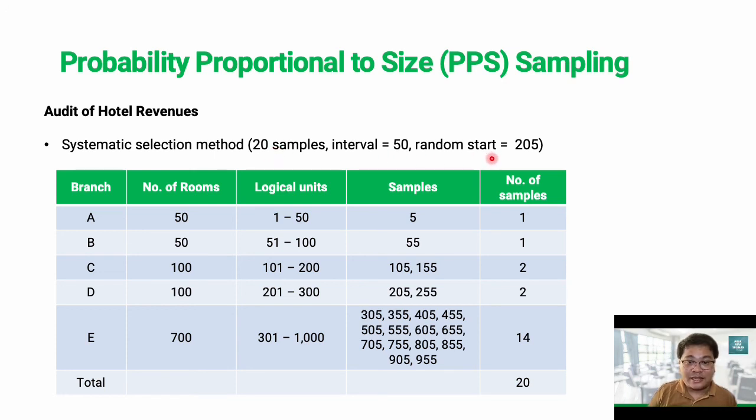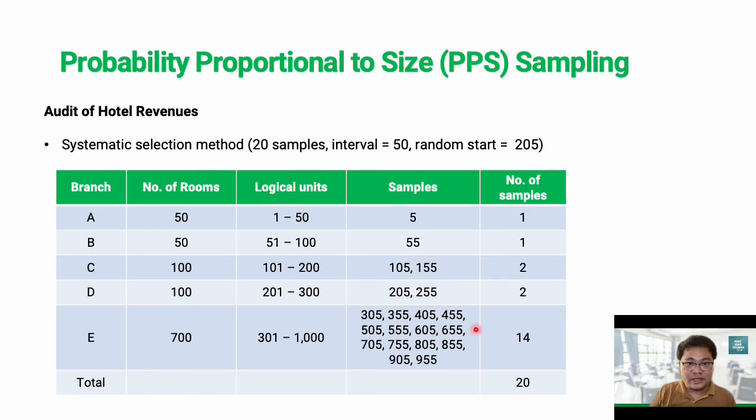And then we choose a random start. The random start, let's say, is room 205. So the next sample would be plus 50 interval, room 255. Okay, plus 50 again, room 305, room 355, room 405, and so on and so forth. When it comes to room 955 plus 50, that's 1,005. But there is no room 1,005. The rooms are only up to room 1,000. So therefore, it will restart at room number 5. Then plus 50, room 55. Then plus 50, room 105, and so on and so forth until we complete our 20 samples.